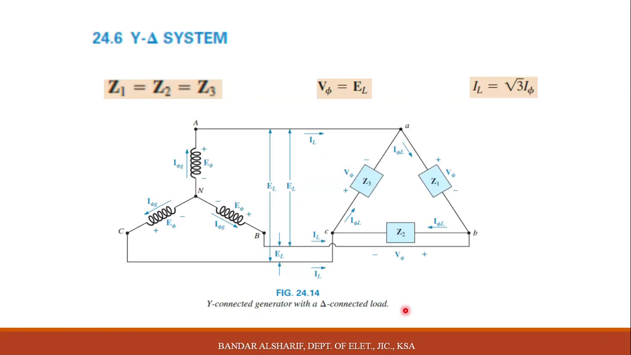Now we'll start talking about the Y-delta system or Y-delta connection. We said that we will work with a balanced system, Z1 equals Z2 equals Z3, and we know that phase voltage equals line voltage in delta, as we mentioned before in the beginning, and the line current equals root 3 times I phase.